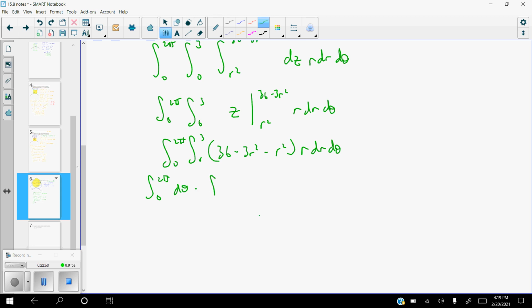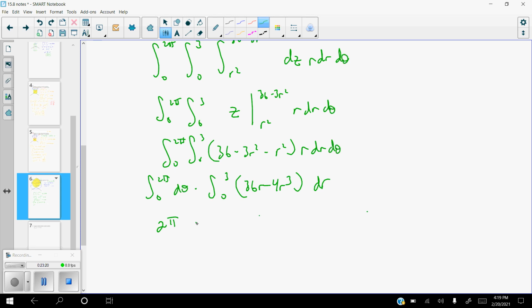And then we're going to have the integral from 0 to 3 of 36 minus 4r squared. Whoops, let's actually go ahead and distribute the r through there. So that'll be an r there and then an r cubed there, dr. So we know we'll get 2 pi from the first integral.